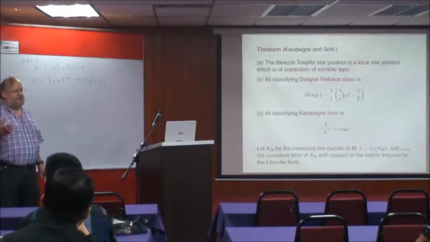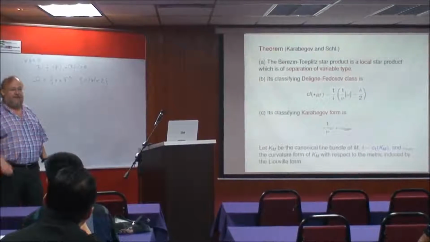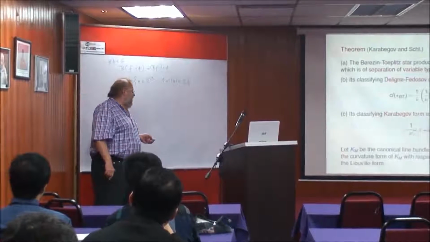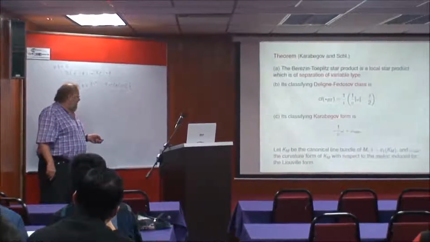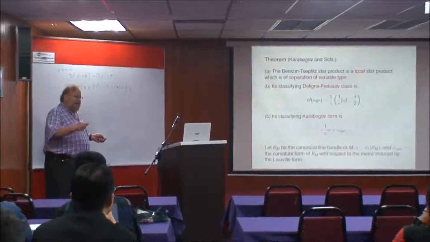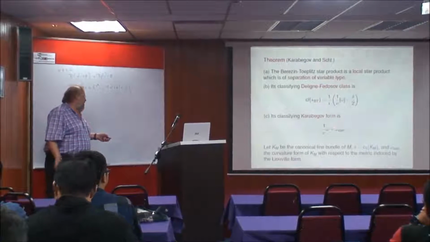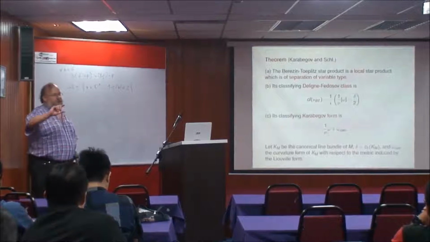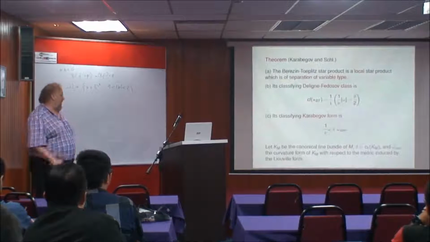Also, Karabegov, the separation of variable type star products are classified one-to-one, up to equivalence, by Karabegov form. In this case, the classifying Karabegov form is given like this: -1 over mu omega, this was our Kähler form, plus now the canonical curvature form of the canonical bundle. So canonical with the help of the Liouville form and so on and so on.